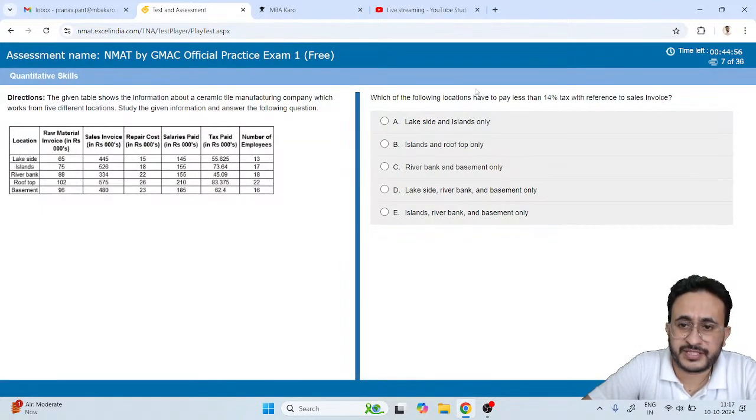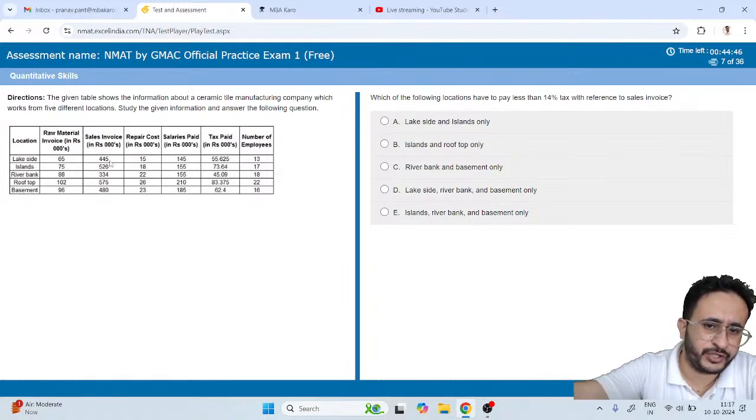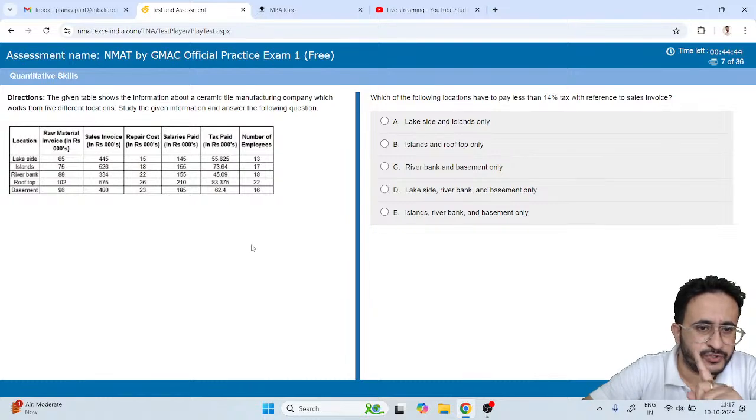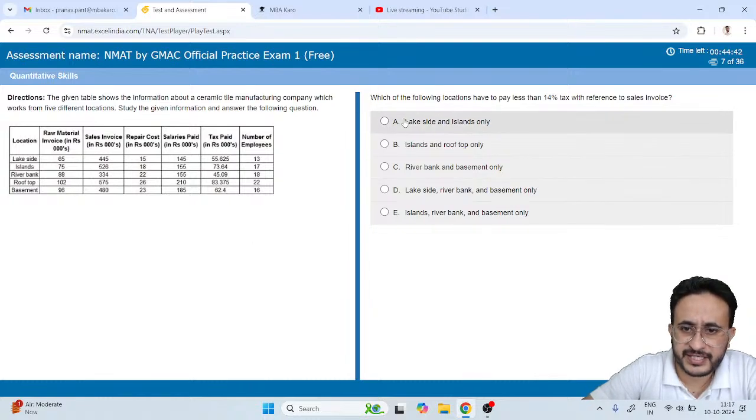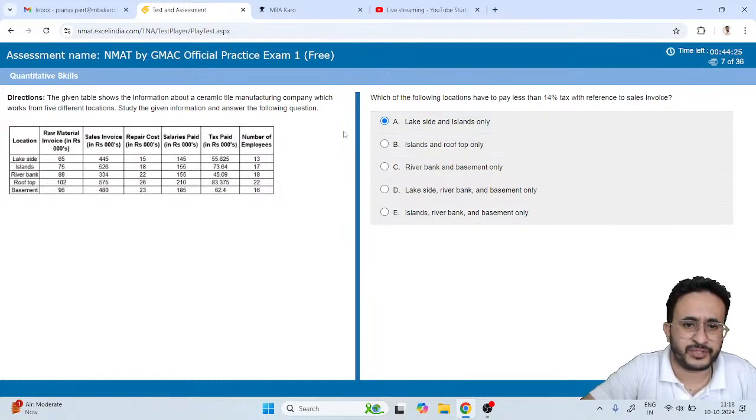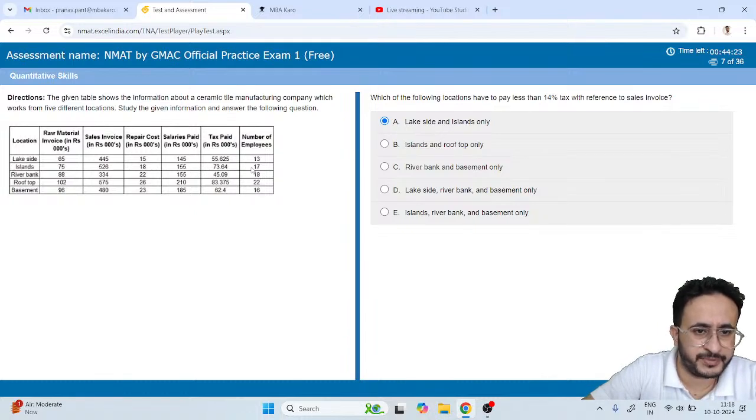Which of the following locations have to pay less than 14% tax with the sales invoice? So less than 14%. 4 into 14 is 56. So Lakeside is paying less. So Lakeside is one of the options. Now if I see this, Lakeside is only present in these two options. So I will check only one of the options, riverbank basement, and it says island only. So I will just check island because Lakeside is for sure paying less than 14%.